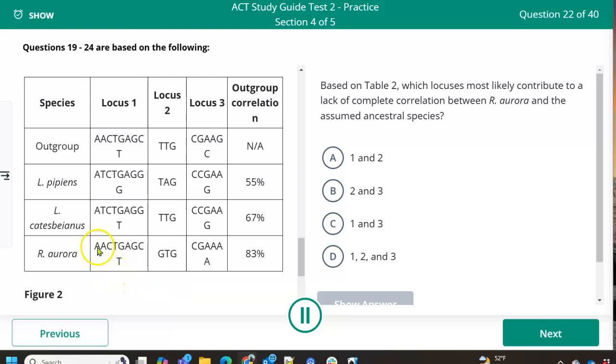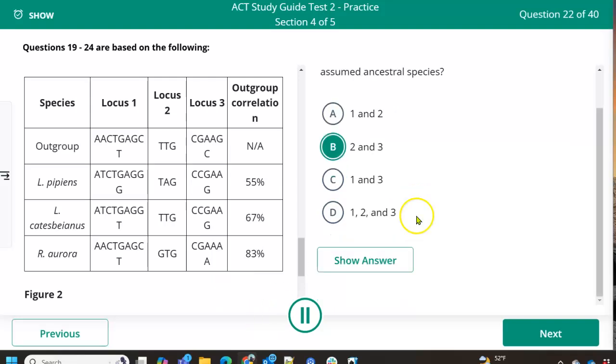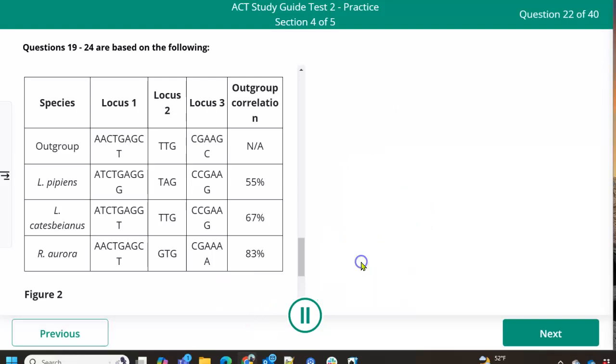All right, let's try locus 1. Compared to the outgroup, R. aurora and the outgroup, AACT, GAGCT, that's exactly the same. So it's not 1, and all the answers have 1, except this. It has to be this. I mean, those don't correlate exactly, I hope. That one doesn't. This one also doesn't, so let's go with that.